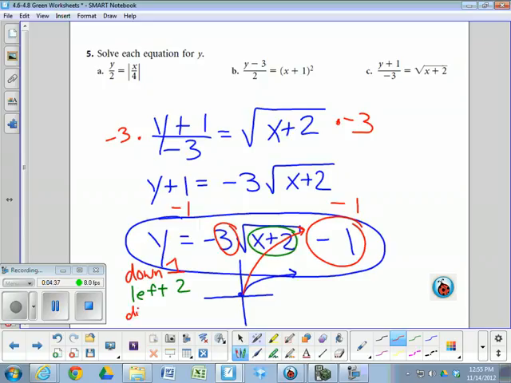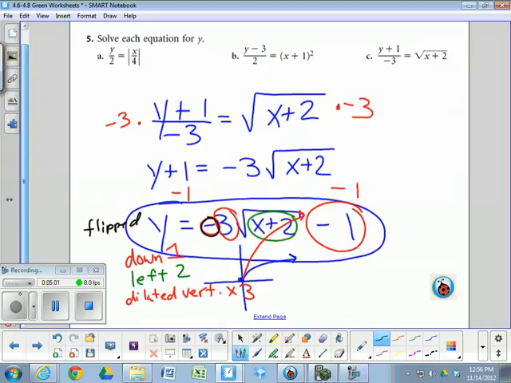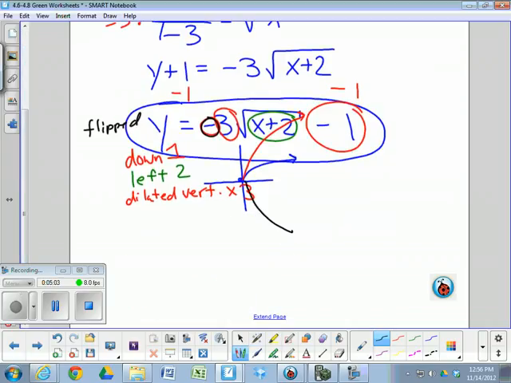So it's called dilated vertically times 3. That's what happens because of that 3. And there's one other thing. It does get flipped because of this negative sign. Because of this negative sign, it gets flipped downward. So your final graph would be flipped downward, but then shifted left 2, down 1. So if you were to graph that on your calculator, you should see something like this. Okay?